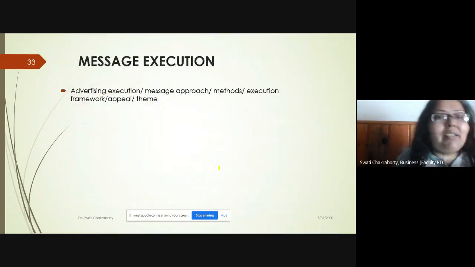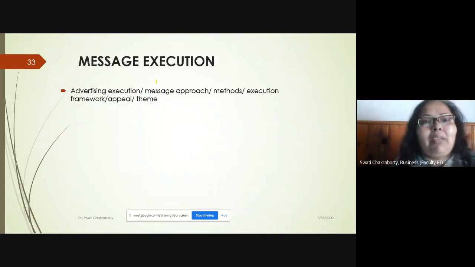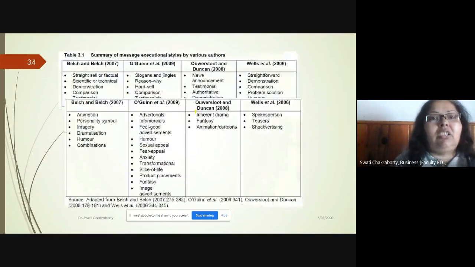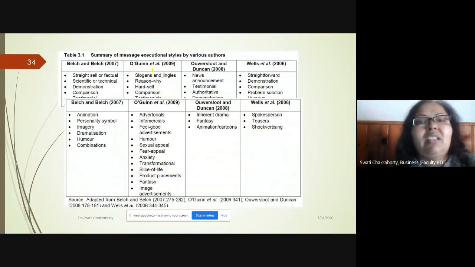So the message execution. Message execution is through advertising execution, through message approach. It talks about methods, execution framework. It talks of appeal. It talks of theme. We come across different types of execution styles that different people have described. So you can have a look into this, right?